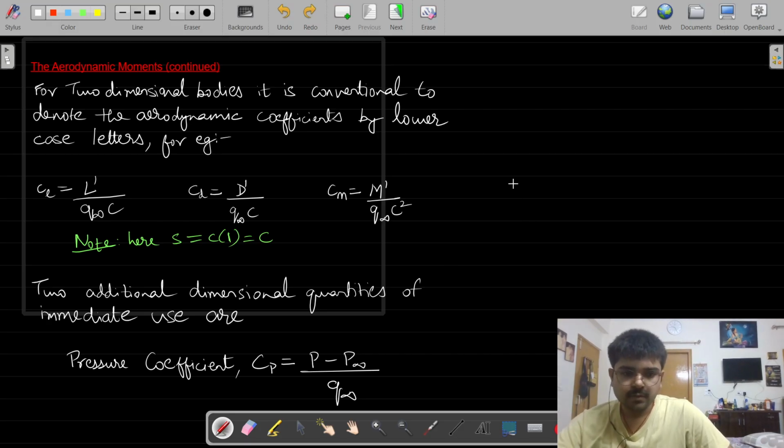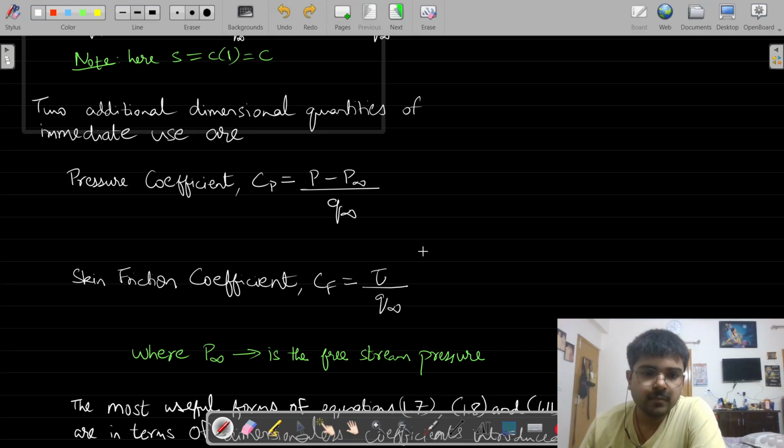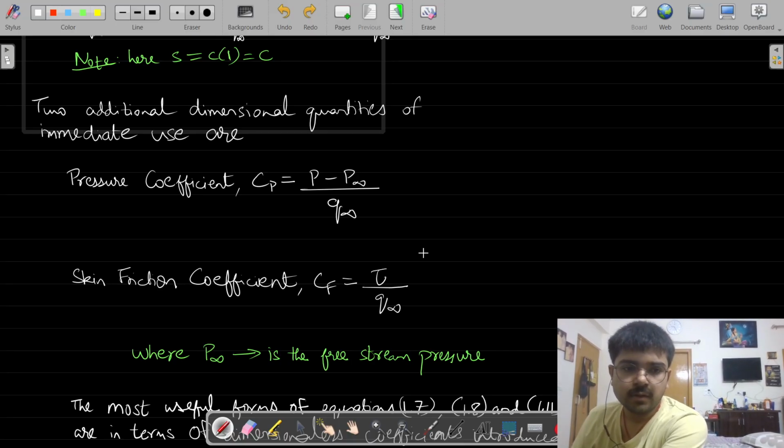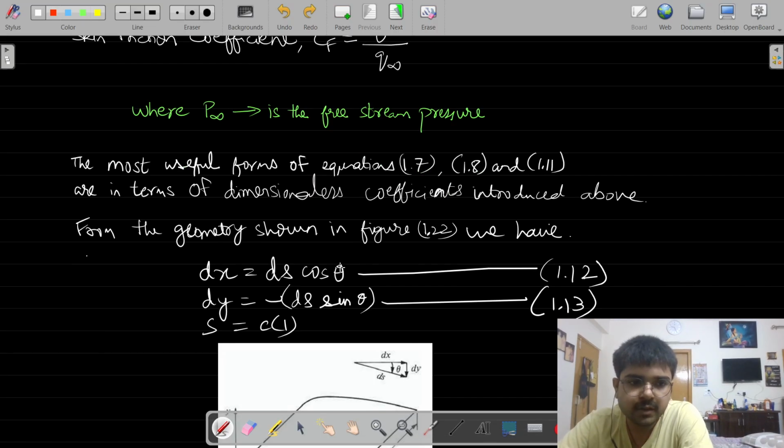Two additional dimensionless quantities of immediate use are the pressure coefficient, Cp, equal to P minus P infinity by q infinity, and the skin friction coefficient, denoted by Cf, which is tau by q infinity, where P infinity is the free stream pressure. So moving forward, the most useful forms of equations 1.7, 1.8 and 1.11 are in terms of the dimensionless coefficients introduced above.